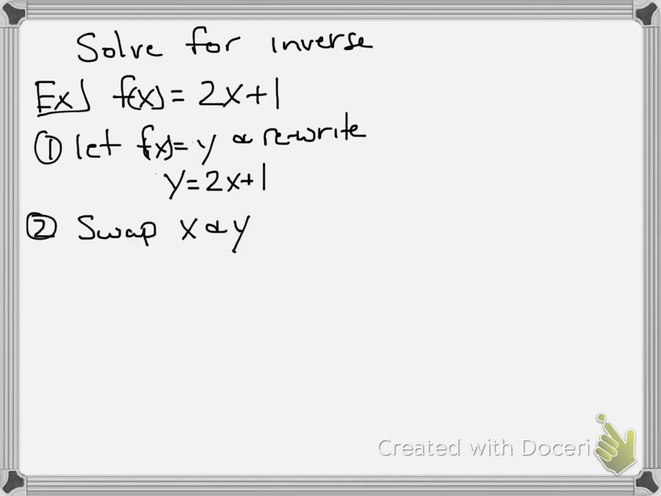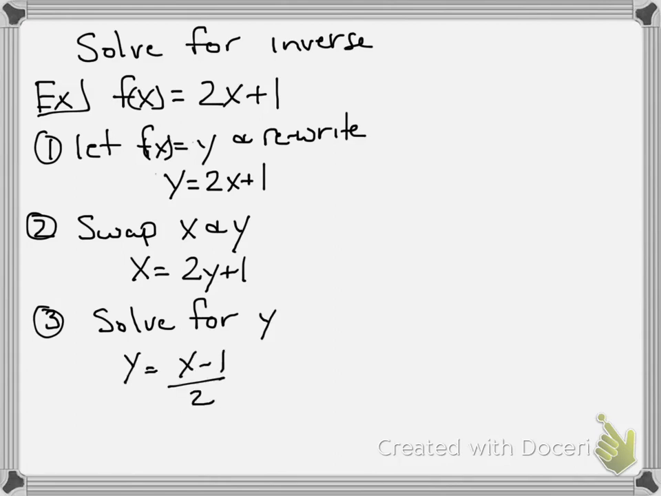Now we want to swap x and y. So every place where we see an x in the equation, we're going to call that y. Every place we see a y, which should hopefully only be one time, we're going to call that x. Okay, so now we can rewrite that as x equals 2y plus 1. And now we solve for y. Okay, so in this case we get y equals x minus 1 over 2. Okay, good. So now we found the inverse, and because straight lines are always one-to-one, we know that this inverse actually exists, is actually a function, and is one-to-one.